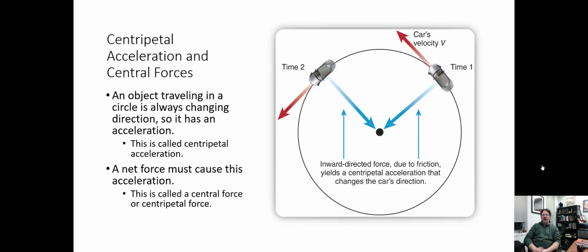Getting back to circular motion, what this means is that if you have something in a circular orbit, its speed, essentially the speed at which it's moving, doesn't change, but its direction does. Because of that, that is an acceleration. Therefore, there must be a force acting on it.